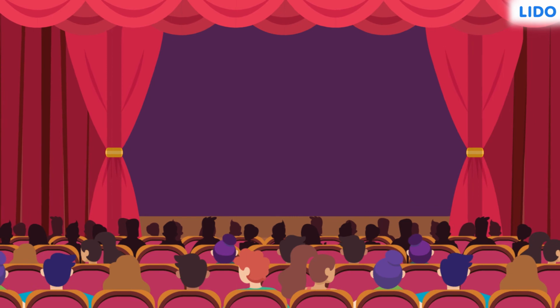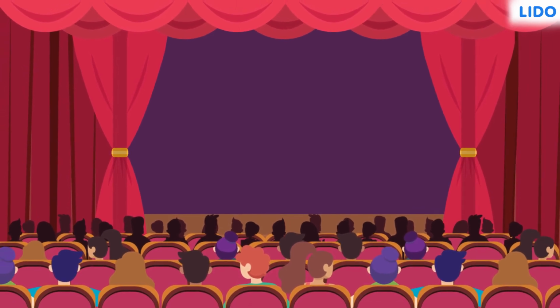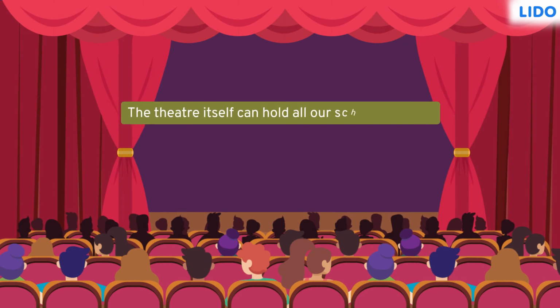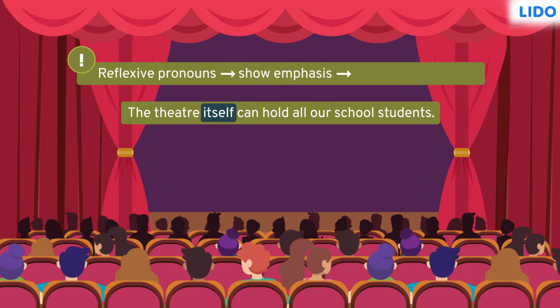Let's see. Yash and Shefali wonder, do they have enough space in the theatre? Yes, the theatre itself can hold all our school students. Itself is a reflexive pronoun, but here it emphasizes the theatre's size. In such cases, reflexive pronouns are called emphatic pronouns.